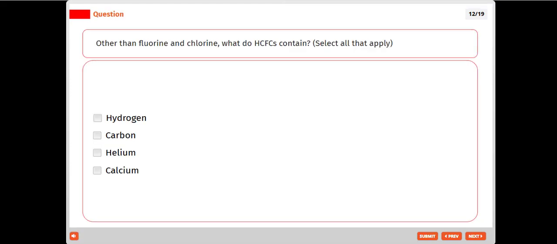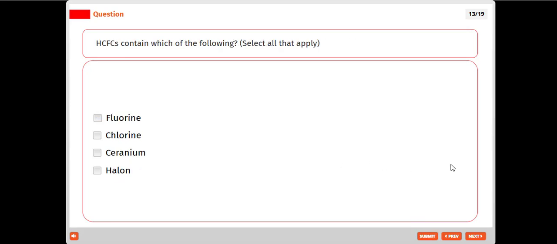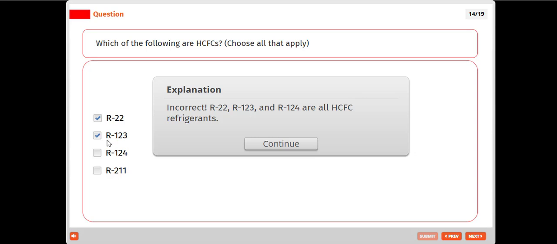Other than fluorine and chlorine. Okay, what does HCFC contain? It's fluorine and chlorine. It's hydrogen and the carbon. HCFC contains which of the following? Okay, fluorine, chlorine. Okay, yeah, these two. Which of the following are HCFC? R123, R124, R22, R123. R22 and R123, also R124. Yeah.